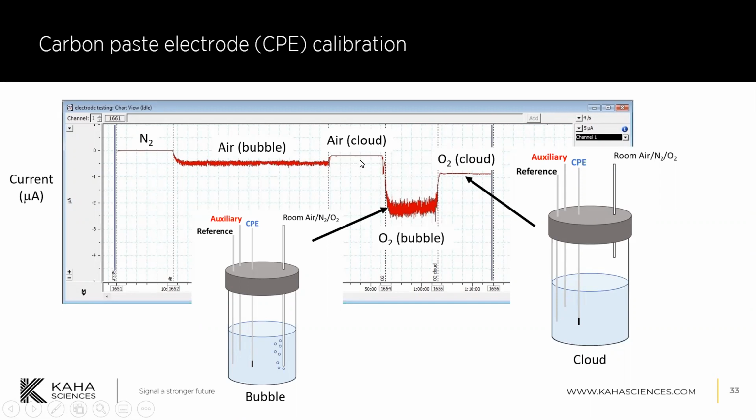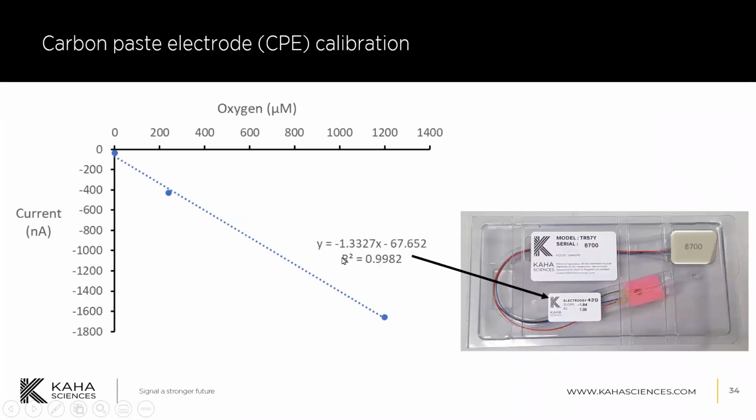And so we take that as our second value, and we then switch to measuring with 100% oxygen bubbling the solution. Once that's stable, we again lift the tubing and get an O2 cloud, and that gives us our third and final measurement. And so we can plot the current measured by that particular electrode against the micromolar oxygen concentration that we know will be in those solutions after bubbling with that particular gas mixture.